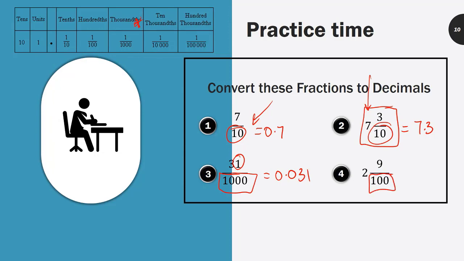And then lastly, I've got 2 and 9 over 100. So let's look for the hundredths place value up on our place value chart. There it is. And let's put our 9 there because it's the last digit of my numerator. Then I have a 0 that I need to fill in. And then obviously I've got a 2 in the ones column because it also has 2 wholes. So that as a decimal number is 2.09.